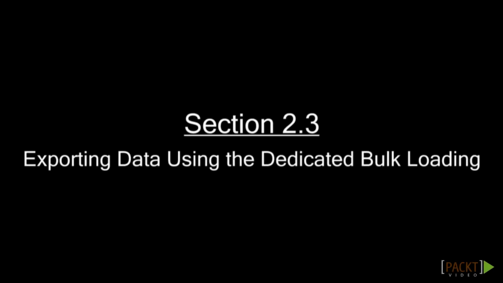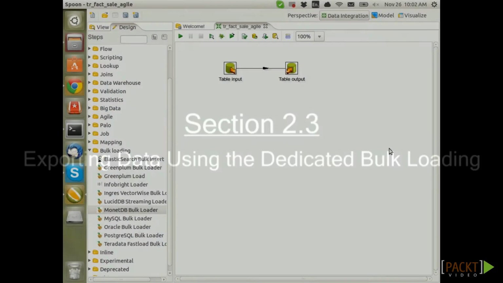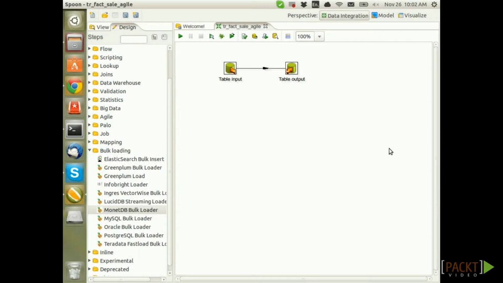Welcome to the third part of the Agile chapter. In the previous part, we had a look at how to output the data to MongoDB using the standard table output step. We verified that everything was working, that there was no mismatch between the data types in Pentaho, Kettle and MongoDB. So everything is running perfectly. Now we are in the position to start using the bulk loading step.